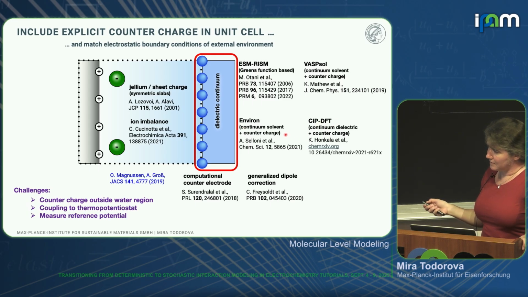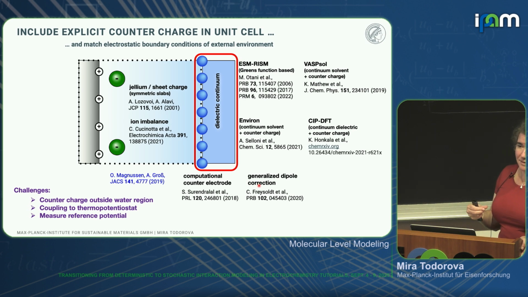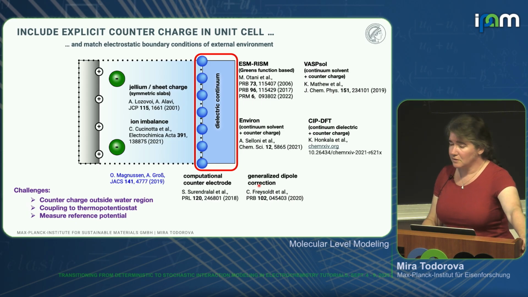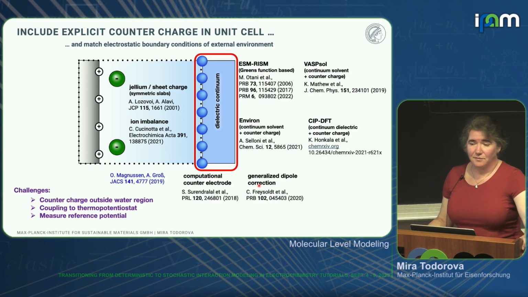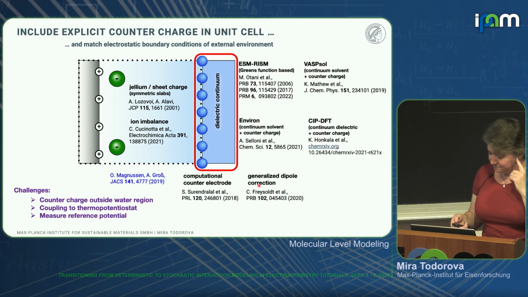So here are 2 examples. Now, our example was with the computational counter electrode, and what Christoph Freysoldt did is to extend the dipole correction to include also a monopole. This is the so-called generalized dipole correction, and it can also be used for charging. And he's using it a lot to study atom probe tomography setups.